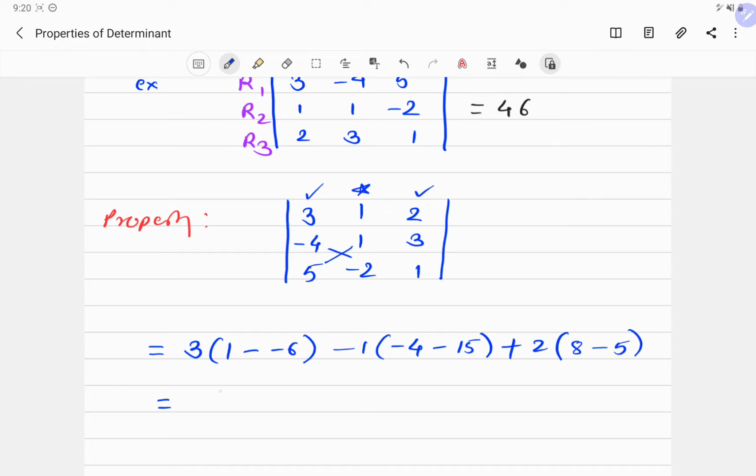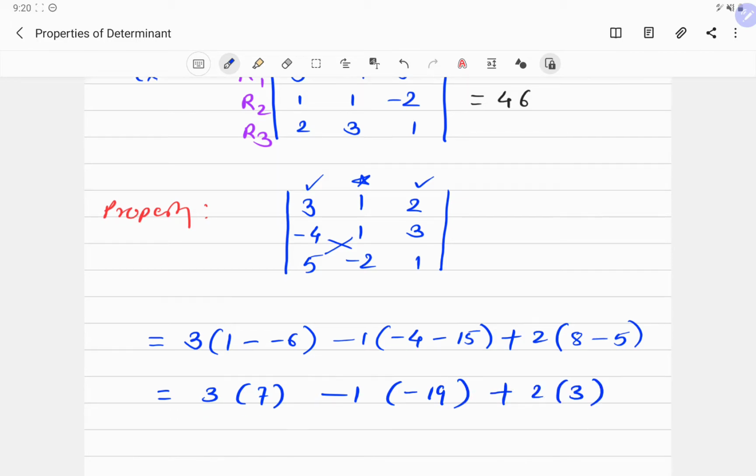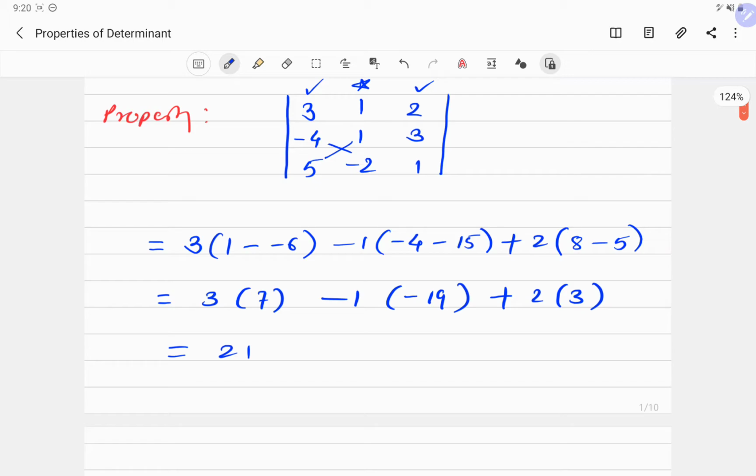Now let's solve this. This is 3 into 7, minus 1 into minus 19, plus twice of, is it 3? Okay, then this one is 21.